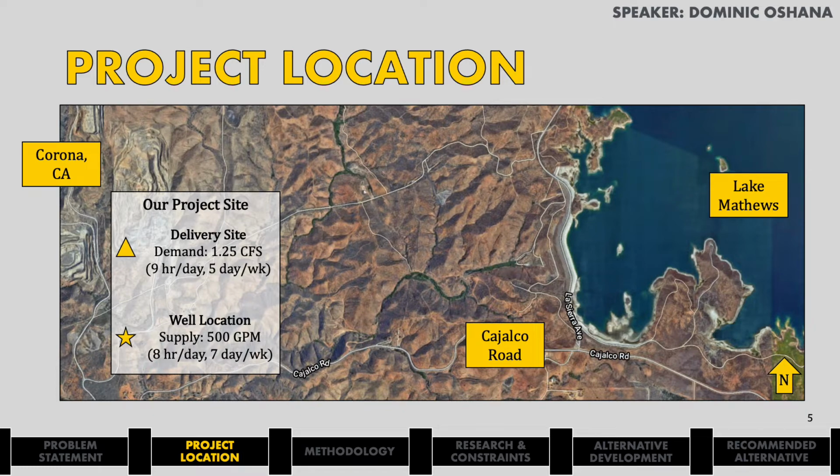Our design must include a pipeline to get the water from the well to the future project site. The area's primary water source, Lake Matthews, is shown on the map on the far right. We have also highlighted Cajalco Road, which is the road that our access road will stem from. In the next slide, I'll give an overview of the methodology used to complete the project.